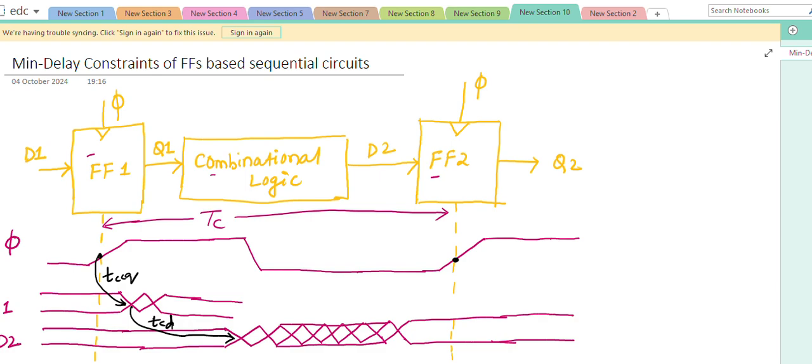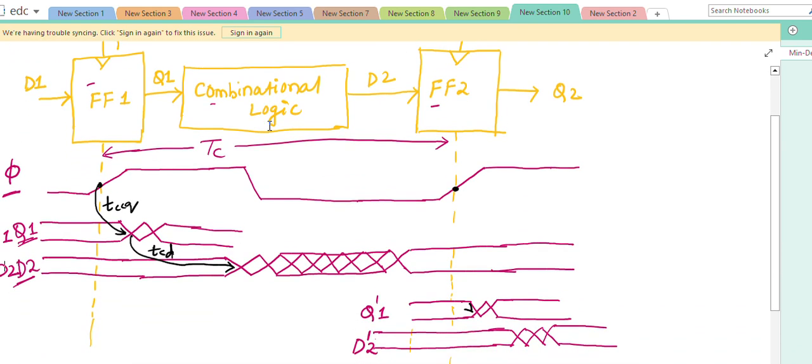Now let us draw the waveform. This is the clock signal phi, this is the output Q1, and this is the output of the combinational logic, D2. For a flip-flop based sequential circuit, the data is given as input to flip-flop 1, then the output Q1 passes through the combinational logic, and the output D2 of the combinational logic is given to the next flip-flop at the next positive edge. Now I'll show the waveform.